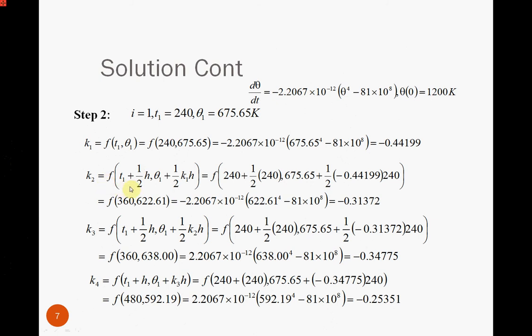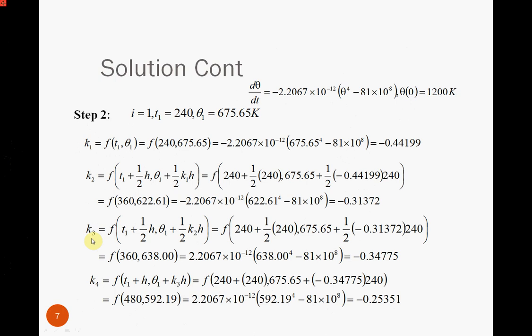K2, slow down now, is t1, that's 240, plus a half h, that's a half of 240, which is 120. Temperature at theta1, 675, plus a half times 240 by K1, which is there. We get minus 0.31.